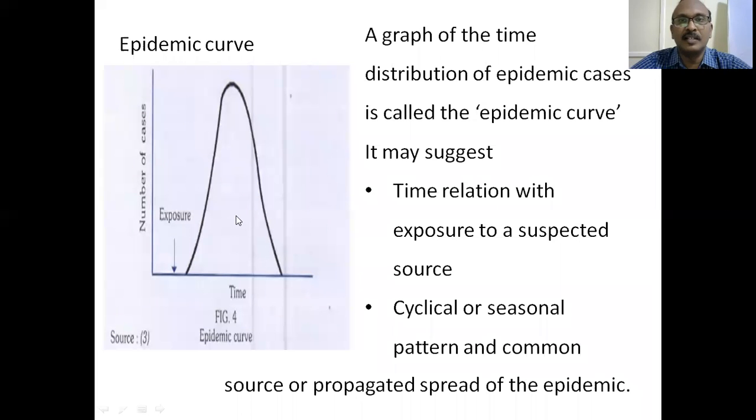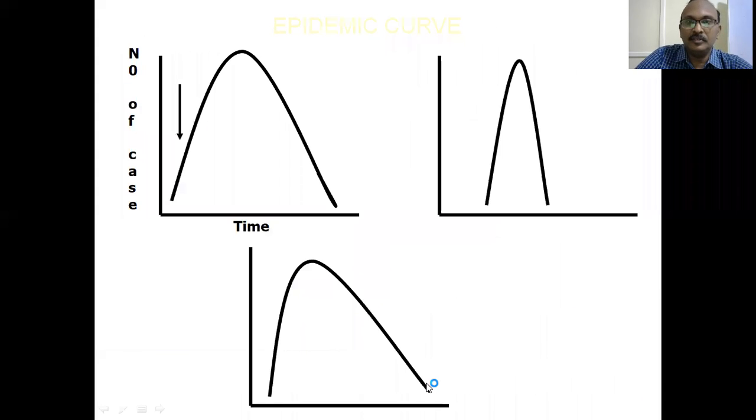So what does this epidemic curve suggest? It suggests the time of exposure to a suspected source. It can be a cyclic or a seasonal pattern, or a common source or propagated spread of the epidemic. So what we see in the epidemic curve is a rise and fall of the curve, signifying the occurrence of cases over a period of time. Now these are the various epidemic curves shown in this particular slide.